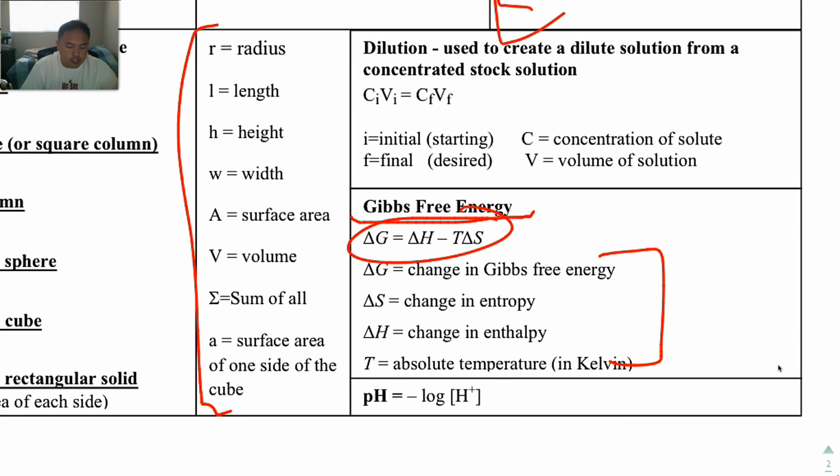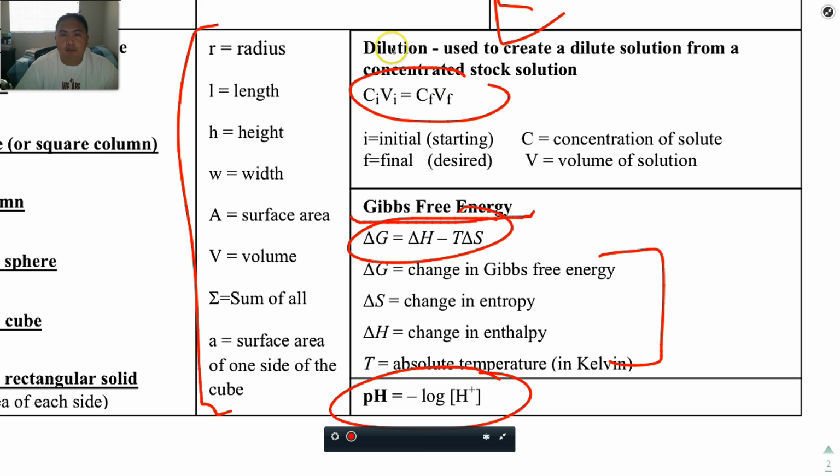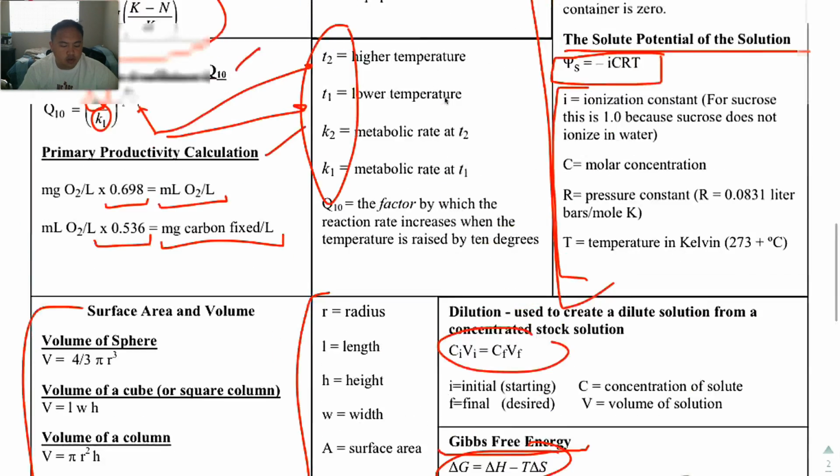You should know pH is measured in a logarithmic scale. We talked about that before. And then dilution, how to dilute something. I means initial and F means final. So give me the C, the concentration and the volume of the initial, and I can tell you what should be in the final. So if they ask you a question about dilution or to calculate something about dilution, you know where to go. So this is your sheet.